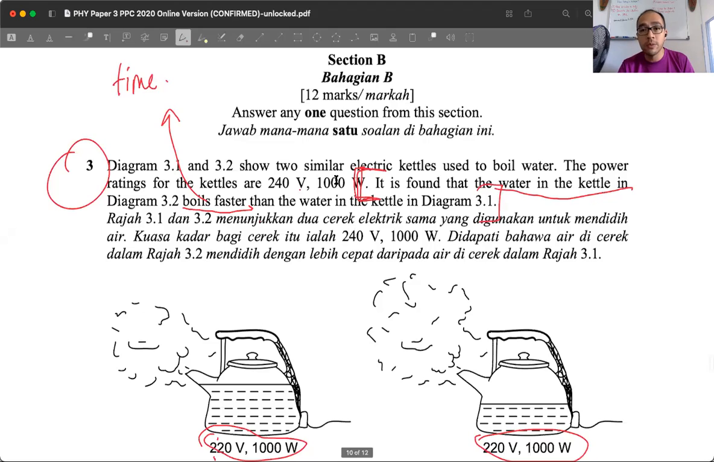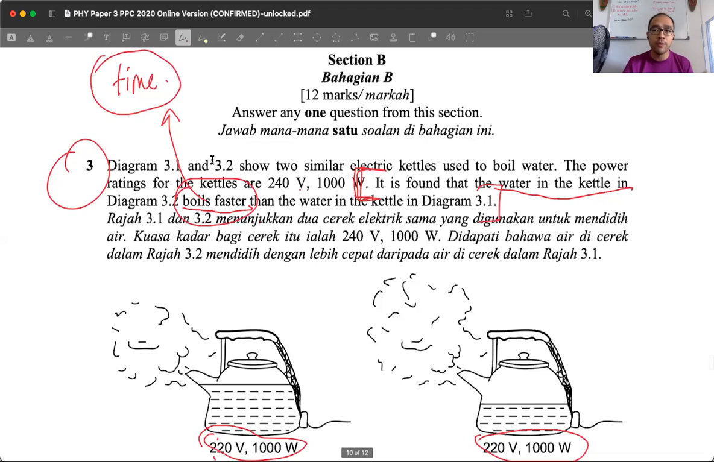Quite a lot of you, which I feel is very sad lah, because you had the experiment correct, but from the beginning, you did not answer the question. The question did not talk about increase in temperature. The question said boil faster. Whenever you talk about boil faster, you're talking about boiling time.